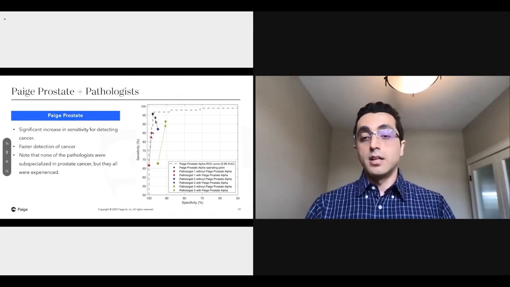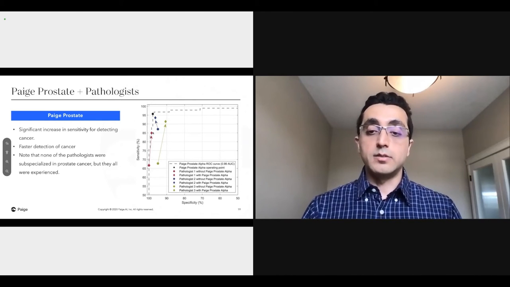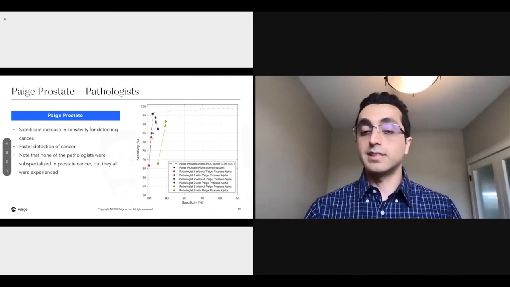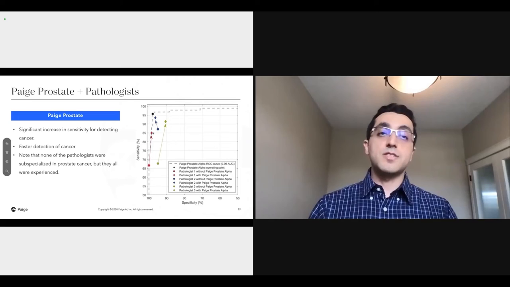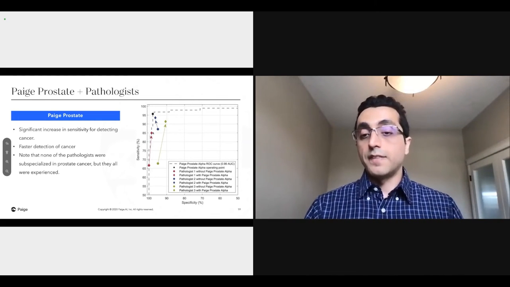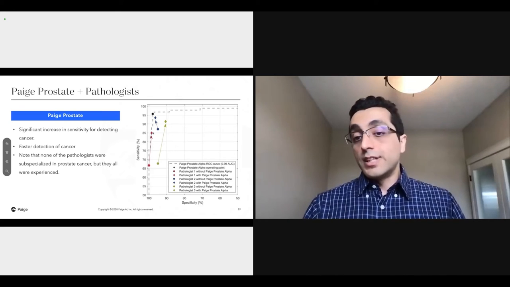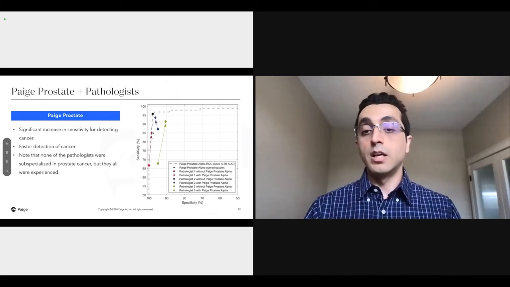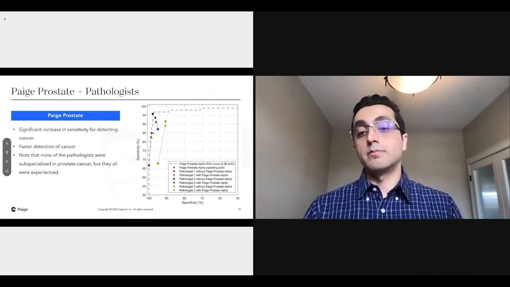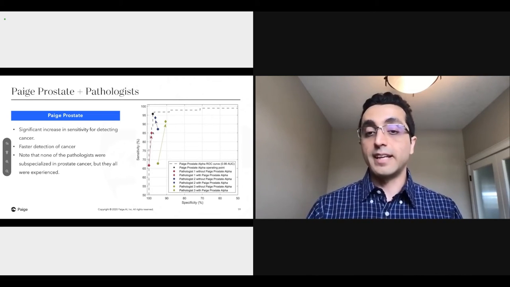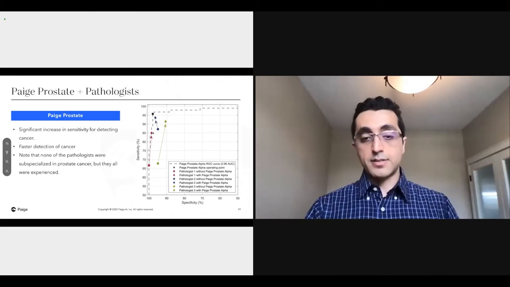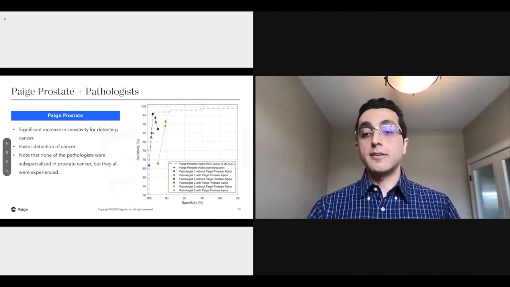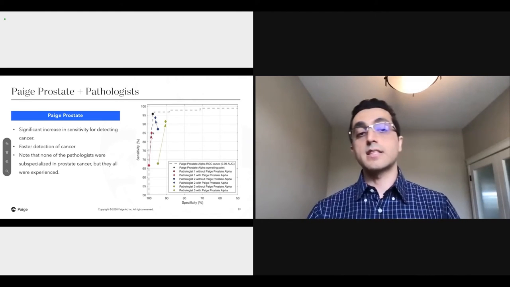What we saw was that, just look at the red arrow and red dots on the plot. For the pathologist without AI, the sensitivity was about 67%. Using our Paige AI, it increased to about 85%. The same thing happens for the green pathologist as well, but for the blue pathologist, who is an expert in the field, very well known, we see a slightly smaller increase, but still substantial, from 87 to about 94%. So we can have faster and more accurate detection if we have pathologists and Paige Prostate together.